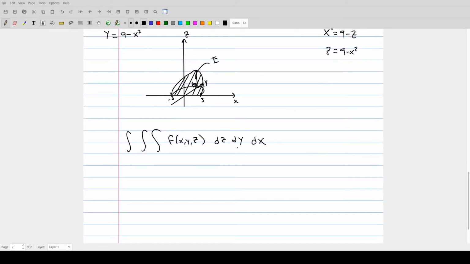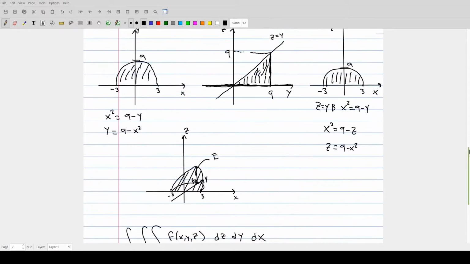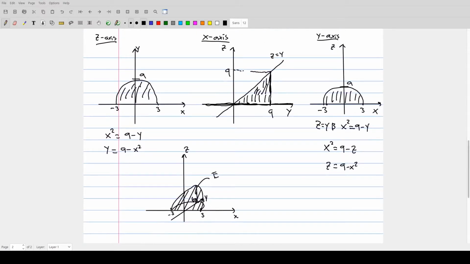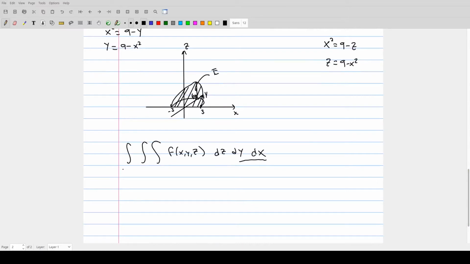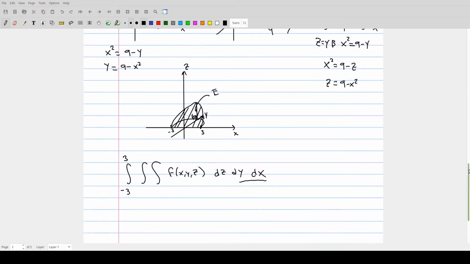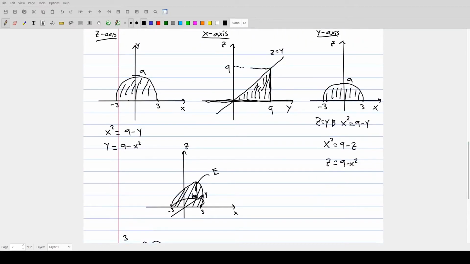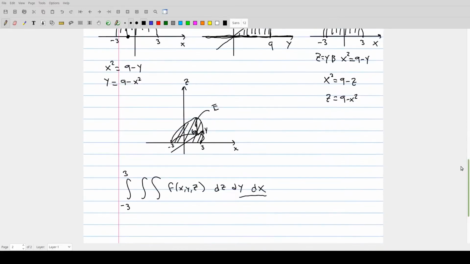We have to look at the plane, or the trace, for the outer two variables, in this case dy, dx, and ask ourselves, how is y changing with respect to x? So in this region, x is going from -3 to 3. And as x goes from -3 to 3, y goes from a lower bound of 0 to an upper bound of this curve right here, which is 9 minus x squared.